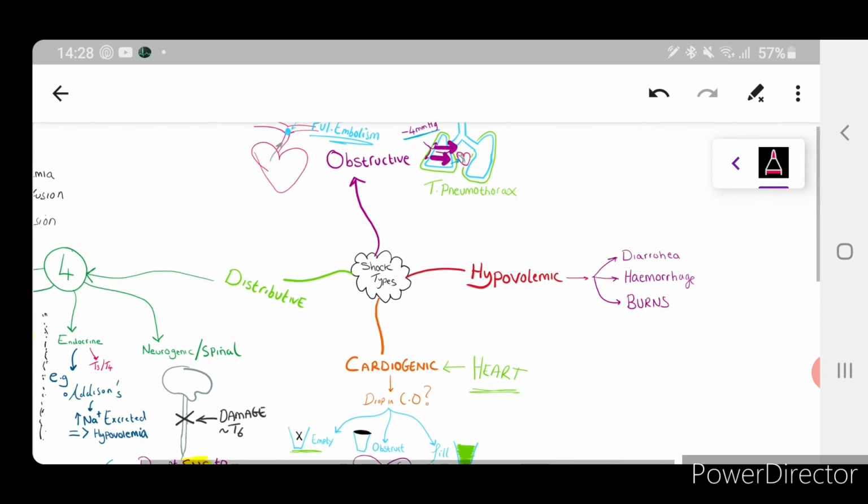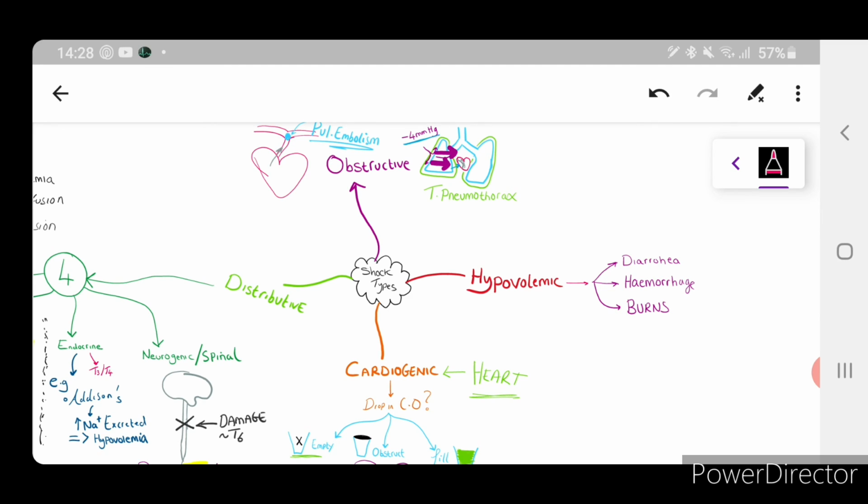Brilliant. Alright, there you have it. 4 different types of shock. Pretty simple. And yeah, hope it makes sense.